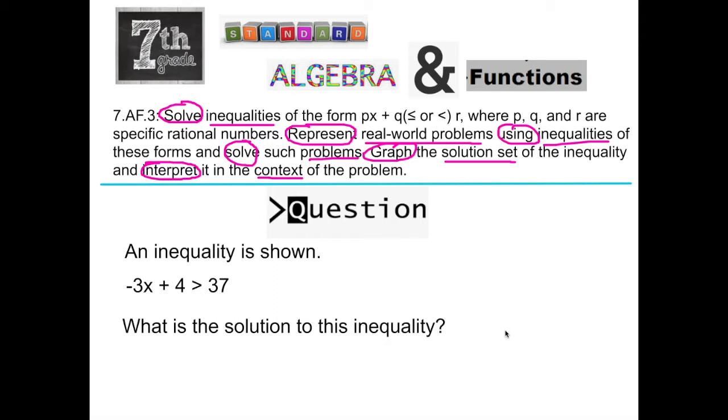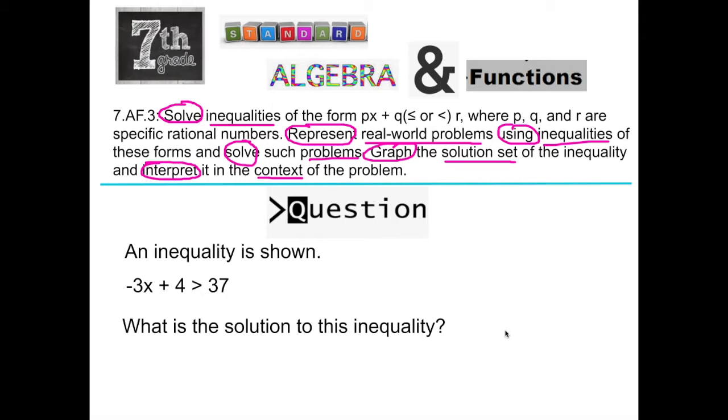Today's iLearn standard focus is Algebra and Functions 7AF3. Solve inequalities of the form Px + Q less than or equal to R, or less than R, where P, Q, and R are specific rational numbers. Represent real-world problems using inequalities of these forms and solve such problems. Graph the solution set of the inequality and interpret it in the context of the problem.